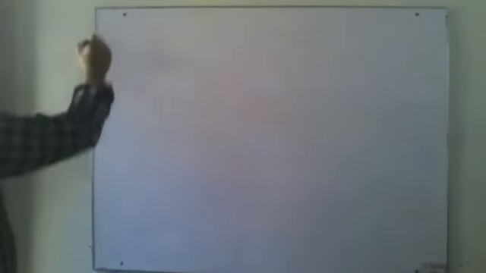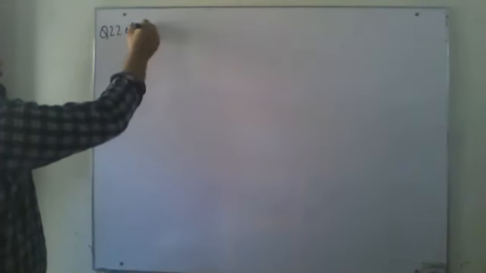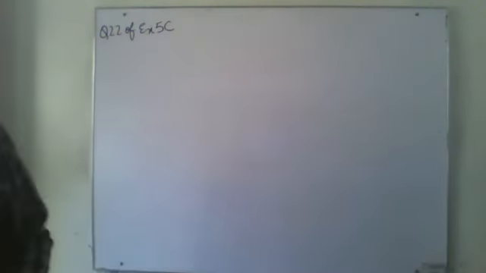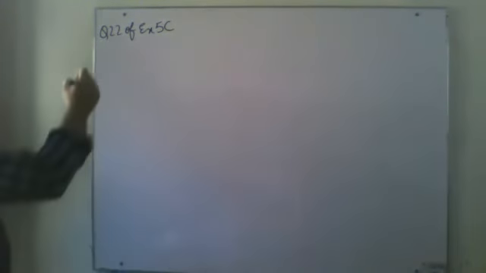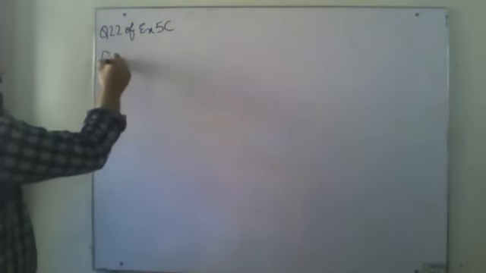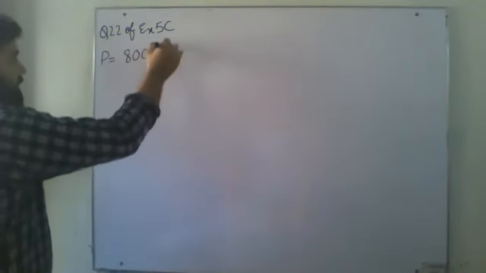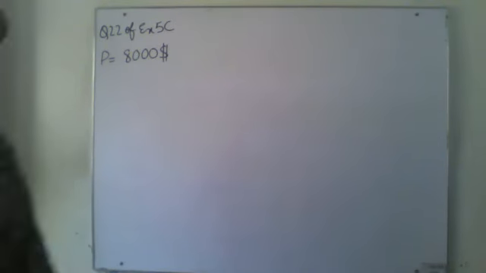Question number 22 of exercise 5C. In this question, they are saying that a person has to invest $8,000 in two different companies.